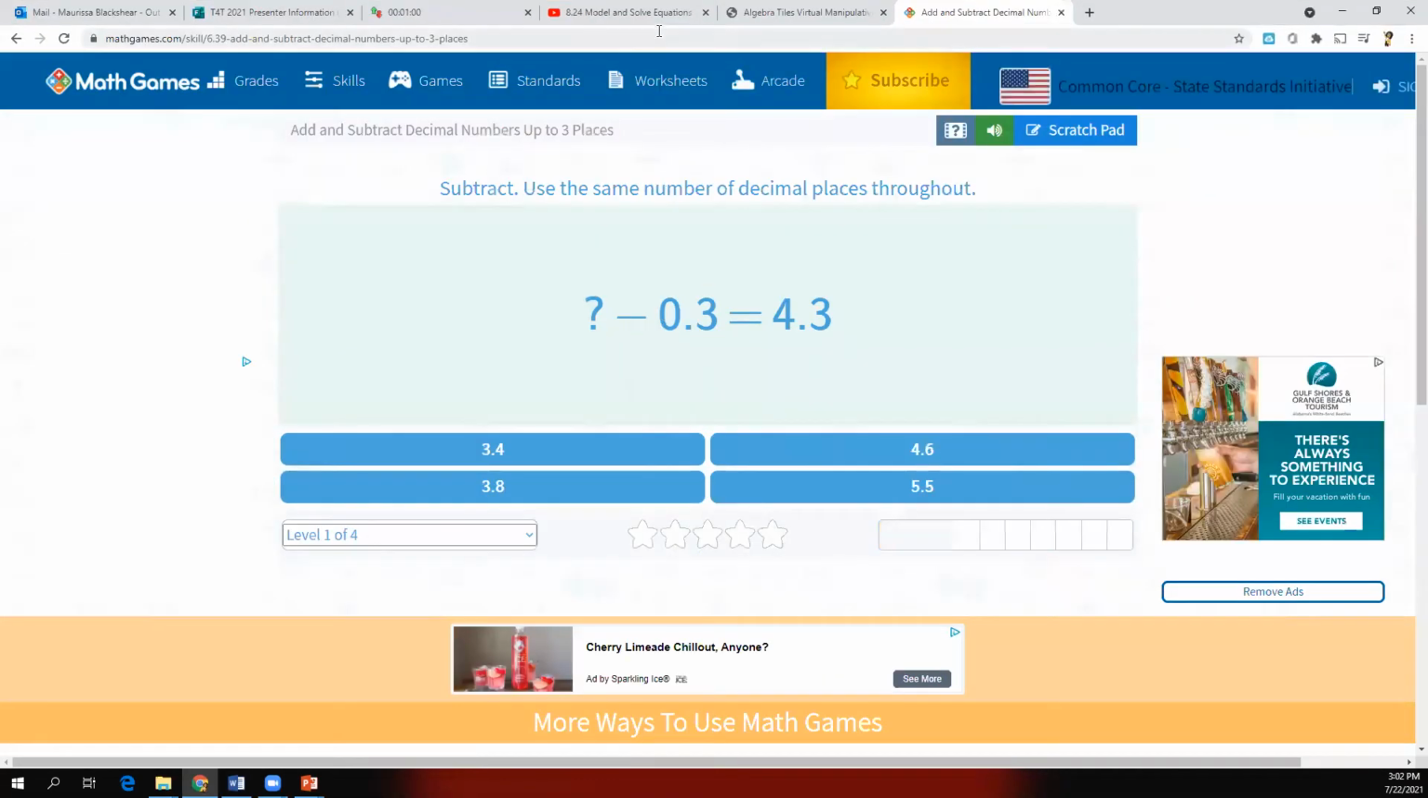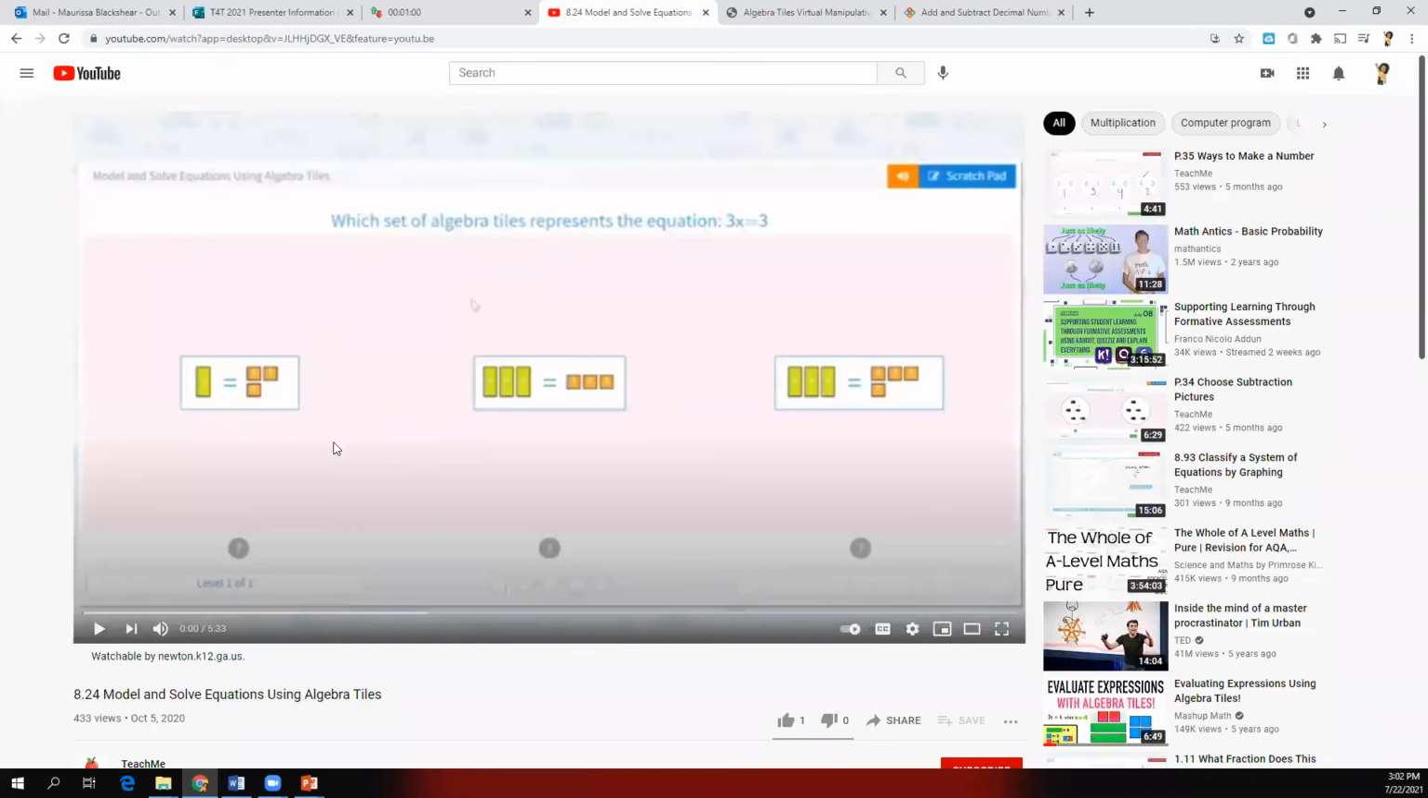Then I will introduce the actual lesson with a quick video. I'm just going to play a minute of the video. The video is modeling how to use the algebra tiles to solve equations.